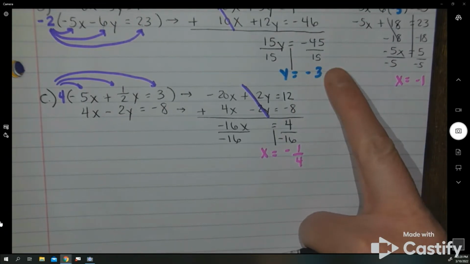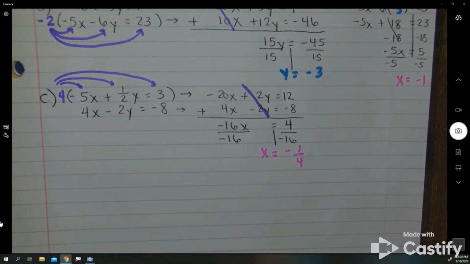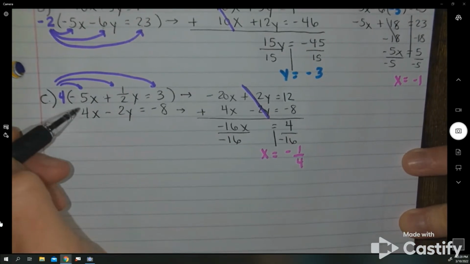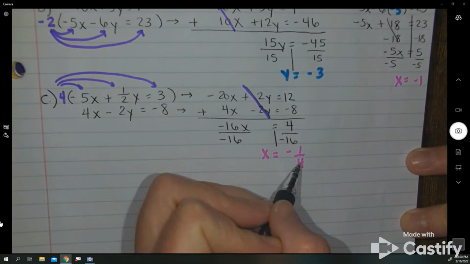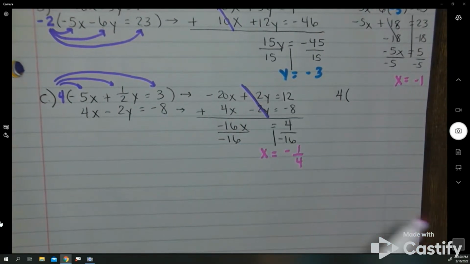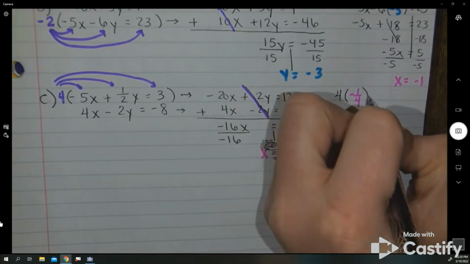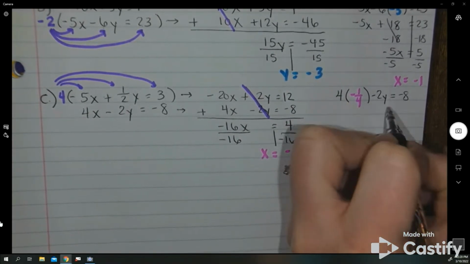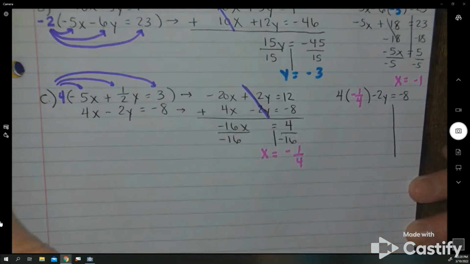So it doesn't matter if I find y first like I did in the first two, or if I find x first like I did in this one. Once we get one of them, we're going to plug it into an equation so that we can find the other one. Now, since I got x equals negative 1/4 and I have to plug it into one of these two, I'm going to choose the second one because I know with a denominator of 4 and this whole number of 4, I'm going to be able to cancel some things out. So I have 4 times negative 1/4 minus 2y equals negative 8. So 4 times negative 1/4 is negative 1.